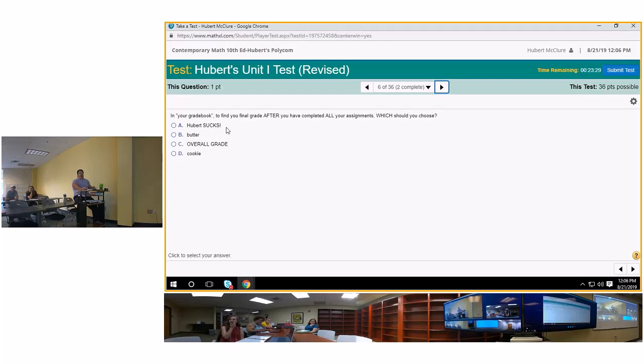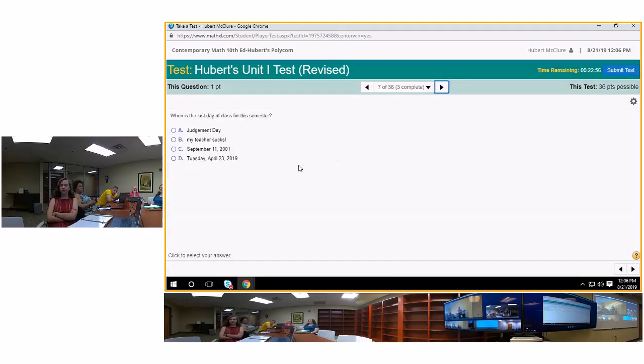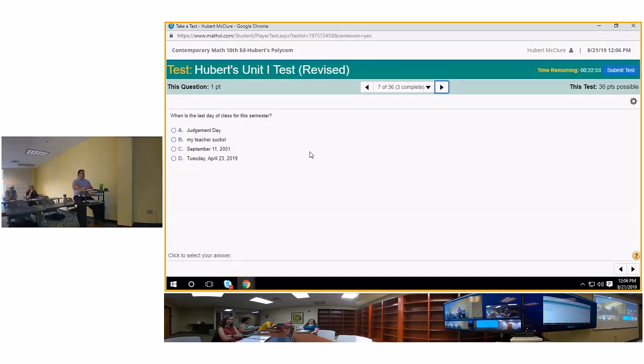In your grade book, to find your final grade after you have completed all your assignments, which button should you choose in grade book? It should say grade. Oh, it says in your grade book. C. Which one? C. I have students that call me at the end of the semester and ask me, where do I find my grade? Lord have mercy. And they have driver's licenses and they procreate. And they're going to be on Live PD one day.